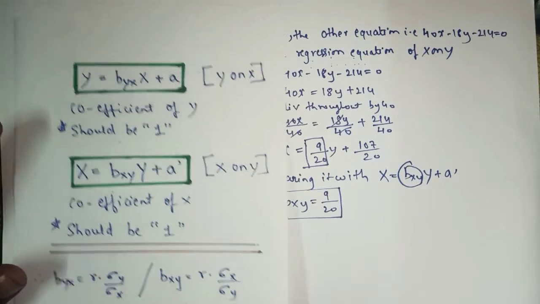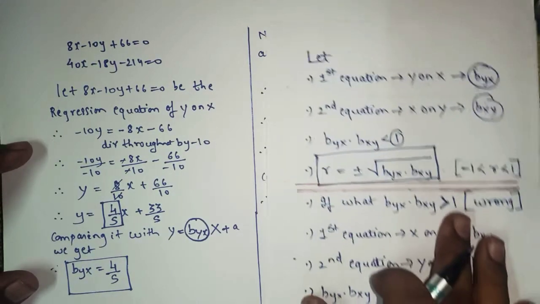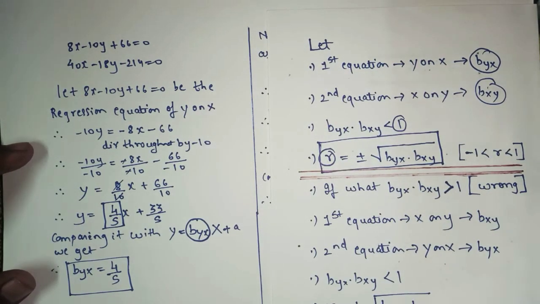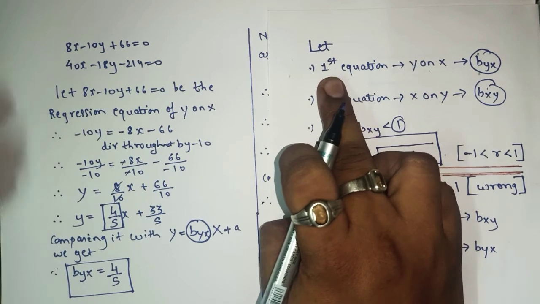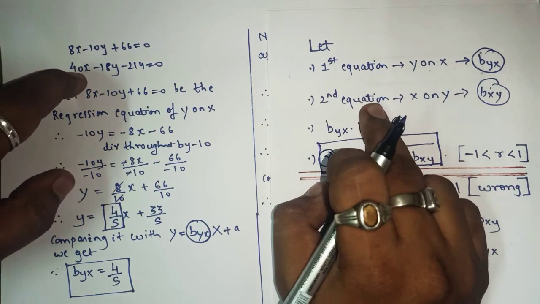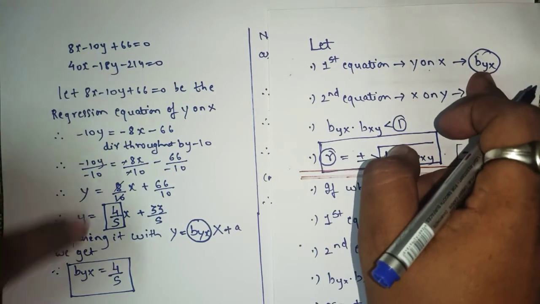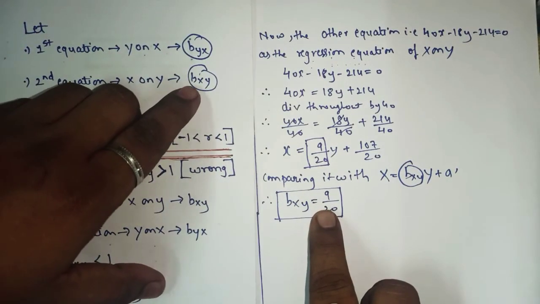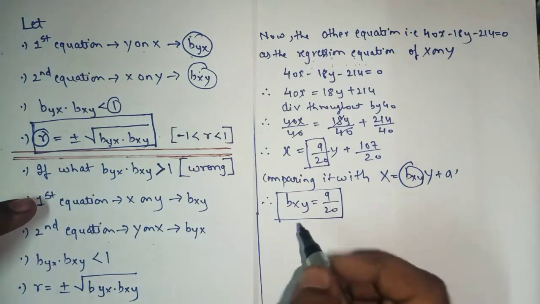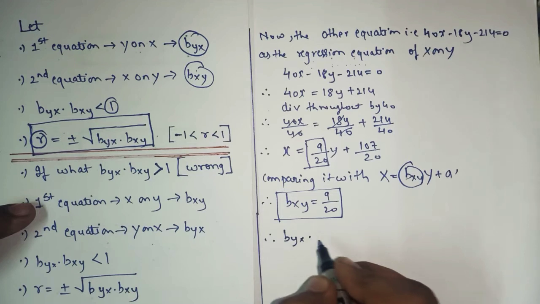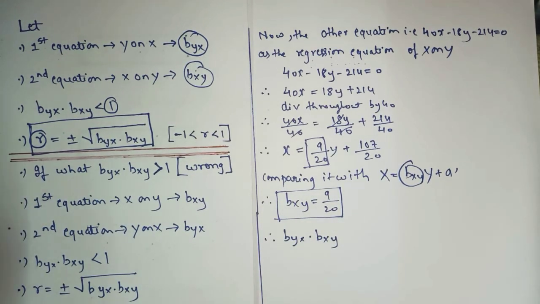So remember, whenever you have to find the value of r, you have to follow these steps. For each and every sum, you will consider the first equation as y on x and the second equation as x on y. So in the first equation you will get byx, in the second equation you will get bxy. Now step number 3 is that you will see the product between these two. Okay, so now we'll see the product.